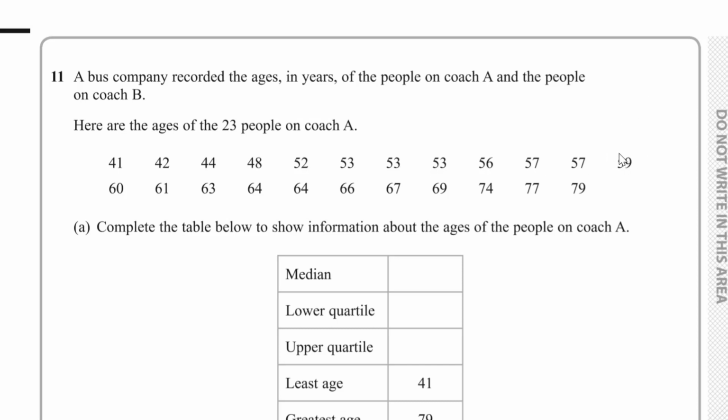So the median therefore is 59. And 12 divided by 2, that would be 6. So the sixth piece of data, 1, 2, 3, 4, 5, 6, that would be 53. So therefore the lower quartile, that's 53, and then 12 plus 6, so 12, 13, 14, 15, 16, 17, 18, that will be 66. So the upper quartile is 66.